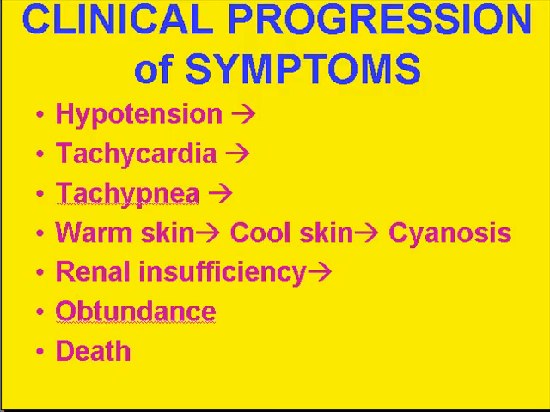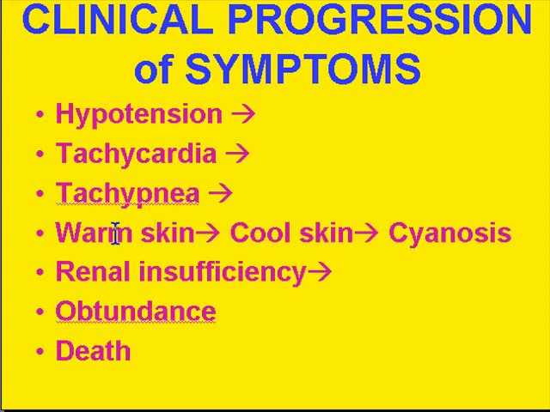Last but not least, let's take a minute, because that's all we have left, to talk about the clinical linear progression of symptoms in all kinds of shock. We talked about several different kinds, a lot of mechanisms. Let's talk about the patient now. First symptom, hypotension, followed closely thereafter by tachycardia due to the catecholamines, and tachypnea.